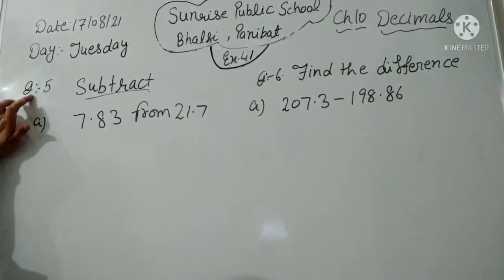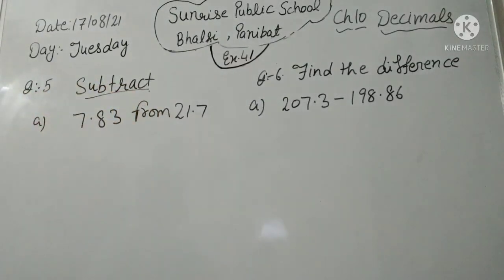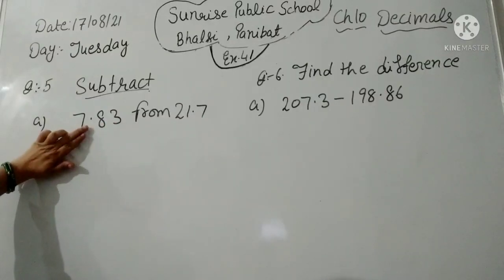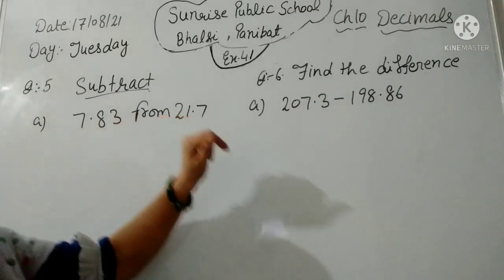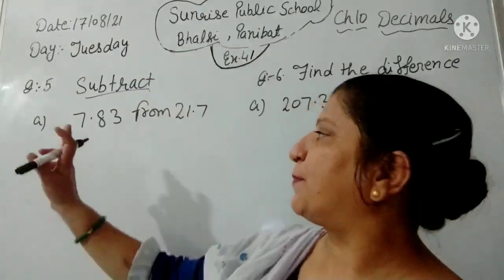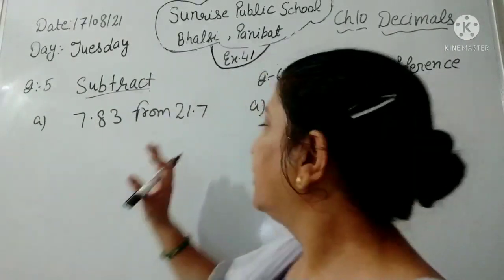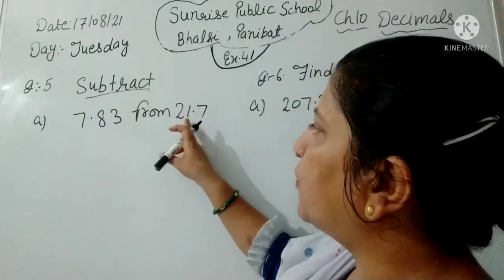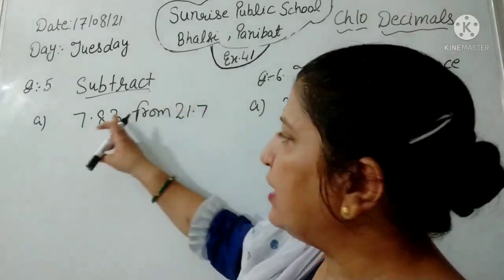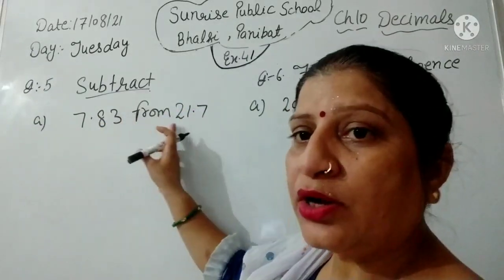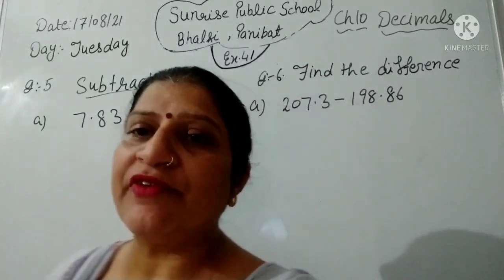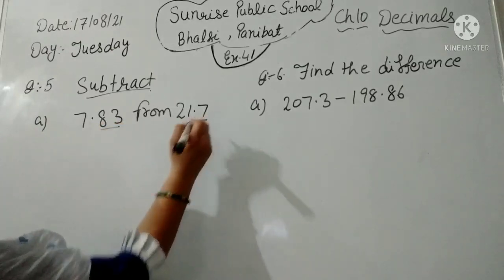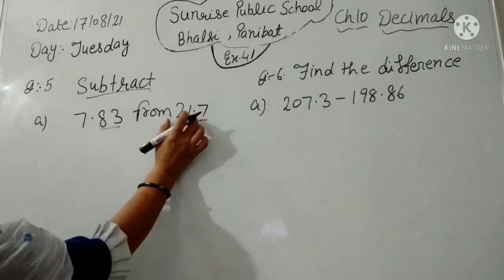Now in question number 5, we have to subtract the number. Here the numbers are given in a horizontal way and we have to subtract 7.83 from 21.7. When we subtract the numbers, firstly we write the number after from. From के बाद यहाँ पर number है 21.7. But these decimals are not like decimals. So firstly we convert them into like decimals. तो देखिए यहाँ पर 2 digit है and here is only a single digit.